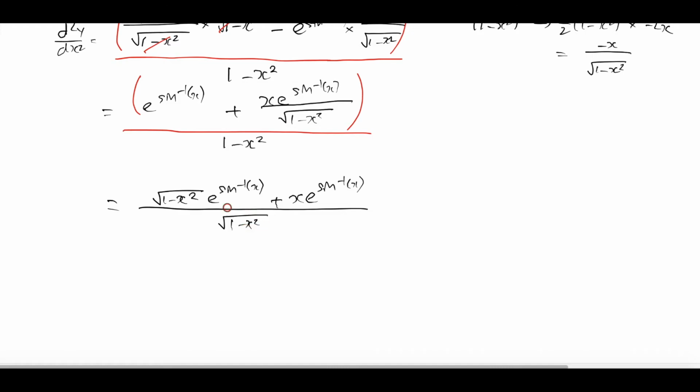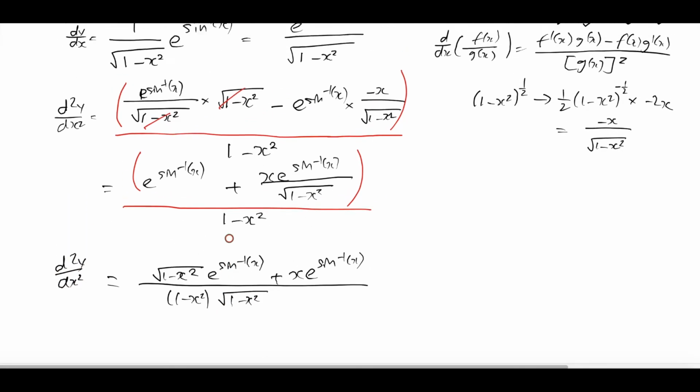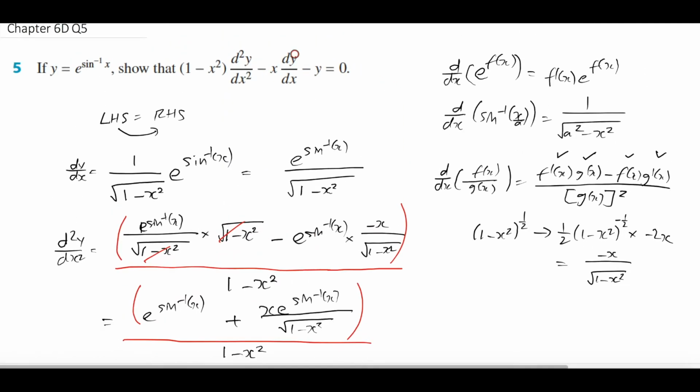Right, and the good thing is, if you have this over here and then everything is divided by 1 minus x squared, you can bring the square root down as well, okay? So that's pretty much it. You end up with this as your function for the second derivative, d squared y dx squared. Now let's move on to the next stage, and that is just plugging everything inside this equation right here, the left hand side, to prove that it is equal to 0, which is the right hand side.